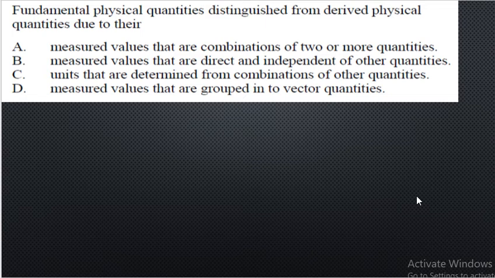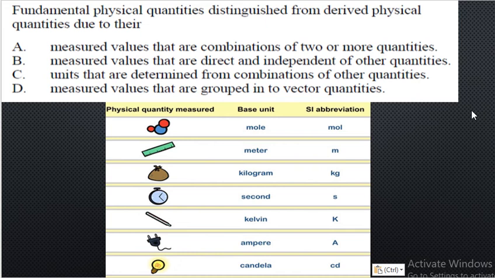For today, the first question says fundamental physical quantities are distinguished from derived physical quantities due to their weights. So at this point we need to recall the 7 fundamental physical quantities. In my previous video I tried to mention those 7 fundamental or basic physical quantities.